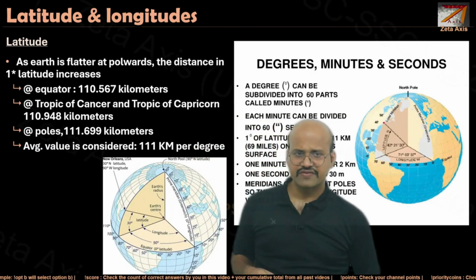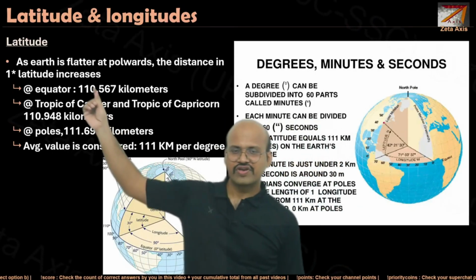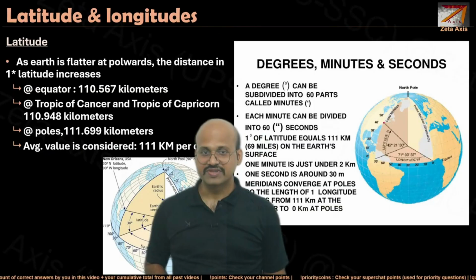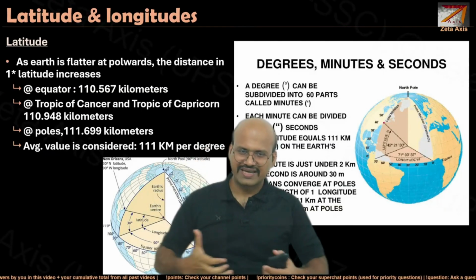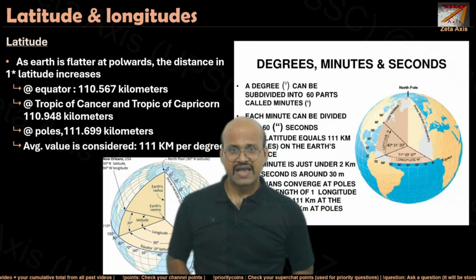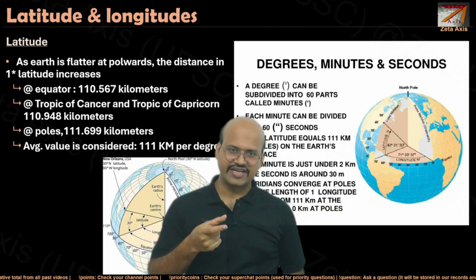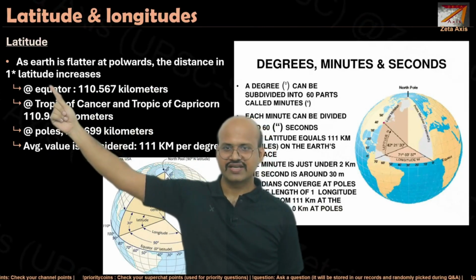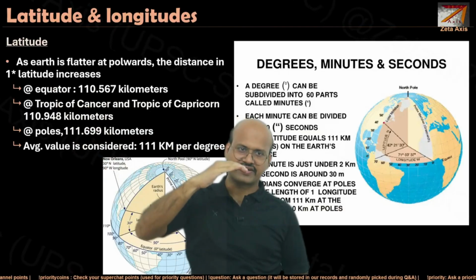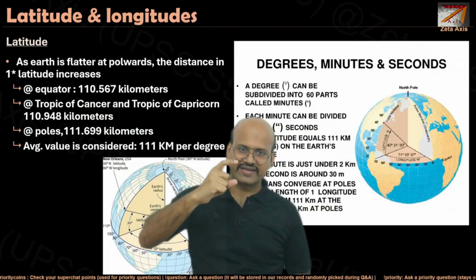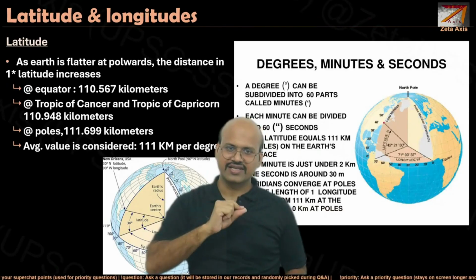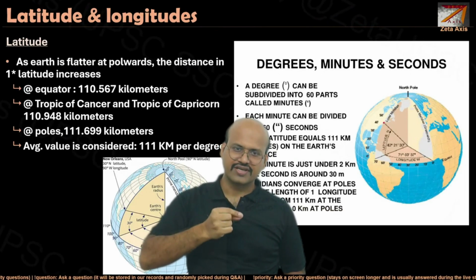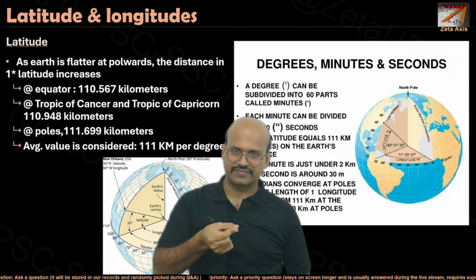Now some further information about the latitudes. We have seen in the beginning that our Earth is oblate shaped or geoid shaped, which means it is flatter at the poles and a little bulged at the equator. That is why the distance between the latitudes varies. Earth is flatter polewards, so the distance of 1 degree latitude increases. Because it is flatter, the distance between 29 degree north and 30 degree north will be a little higher than between 0 degree and 1 degree north.